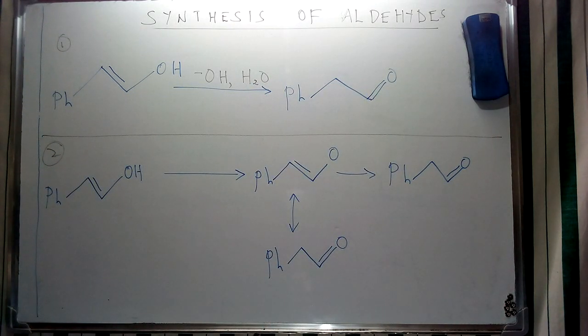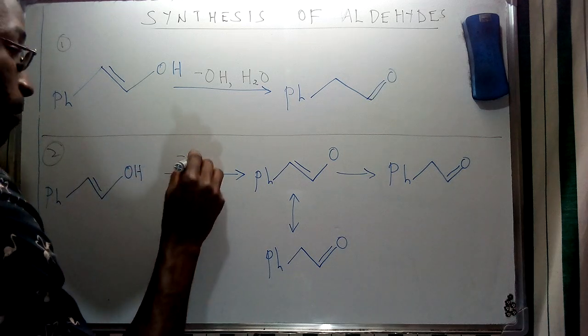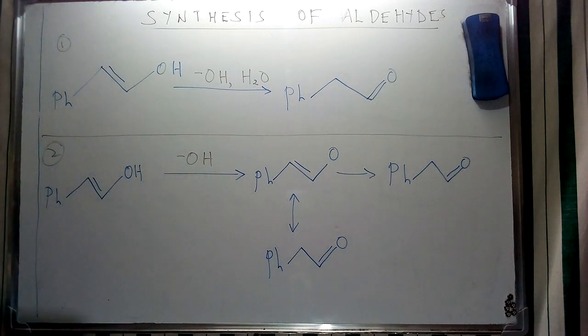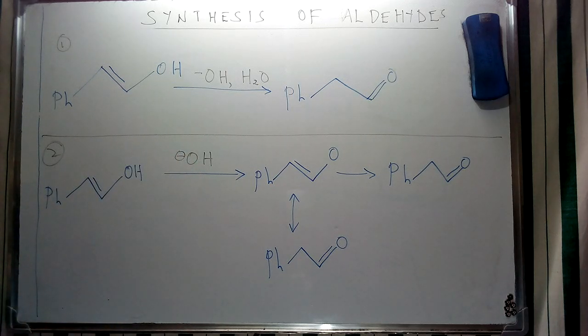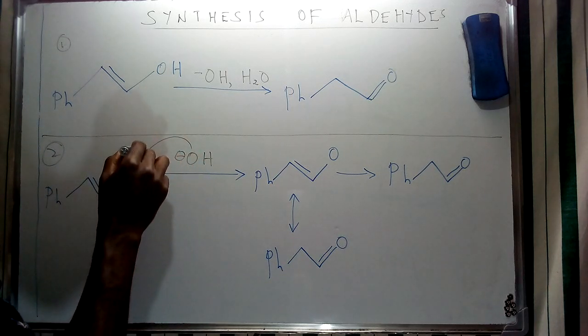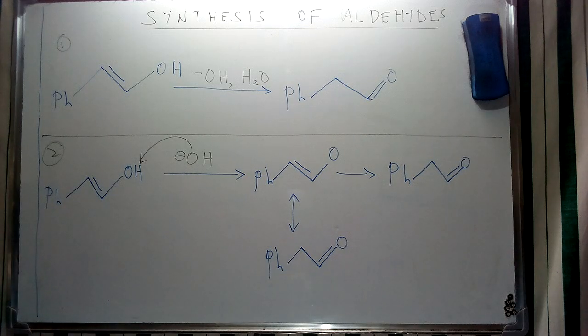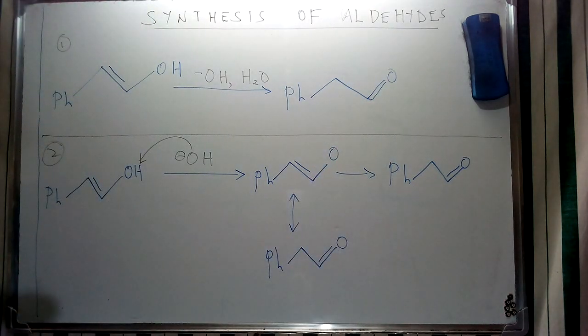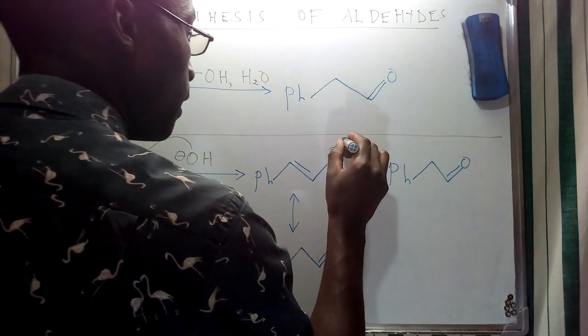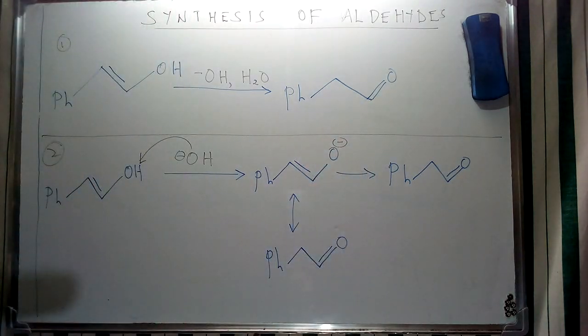So therefore, we're going to show how this one is going to be formed. First, we're going to have this OH group at that specific point, and this is going to be negative. So it's going to pick on this specific hydrogen from this enol group, and this is going to lead to the formation of an intermediate that is going to have this negative charge at this specific point. It has lost that hydrogen.